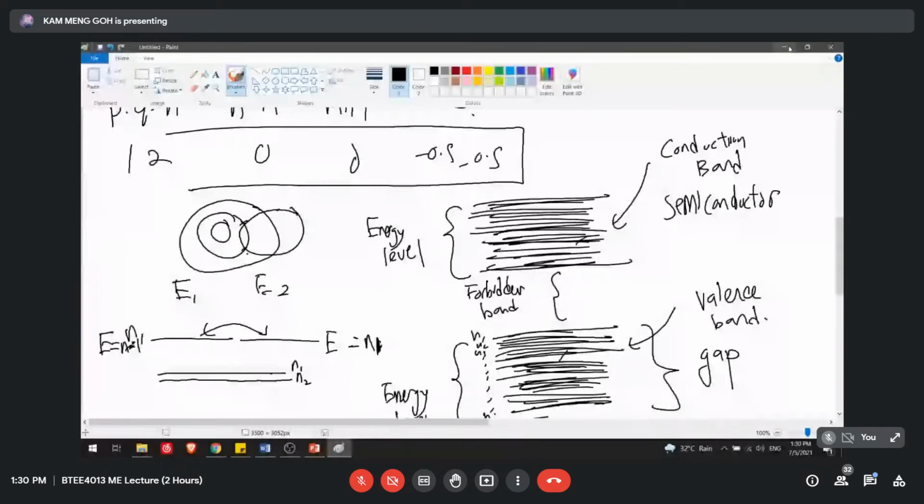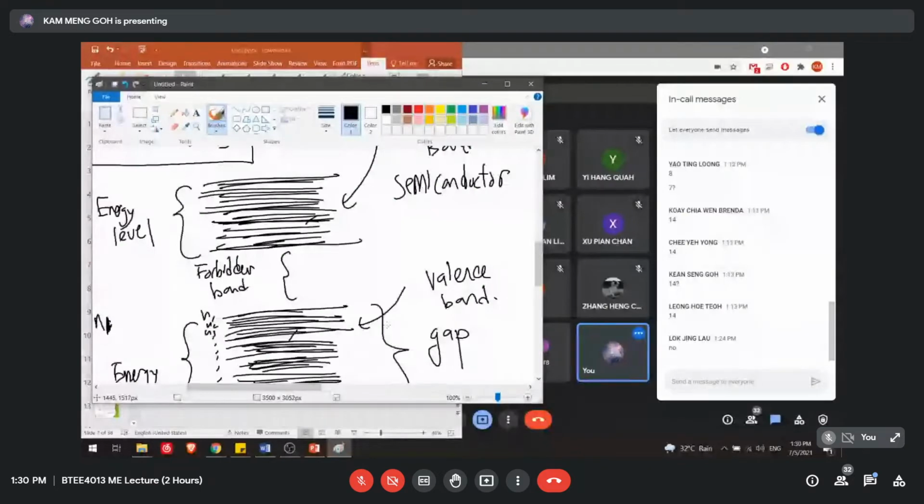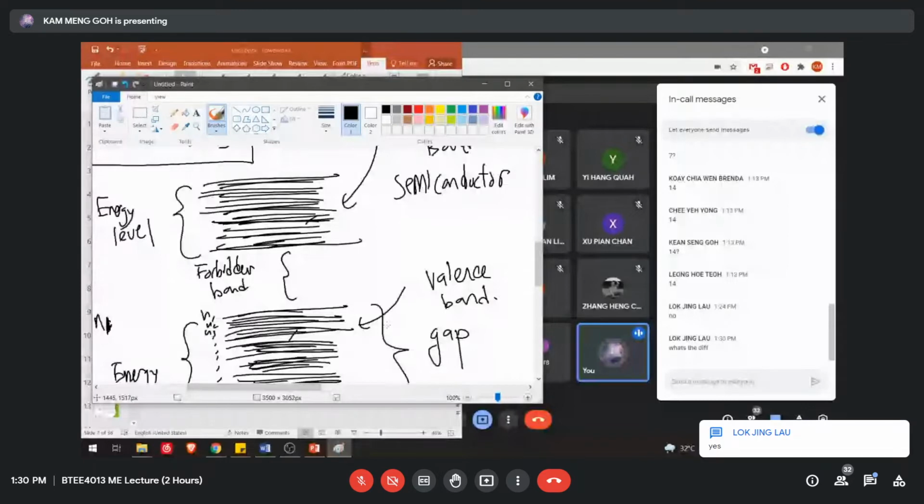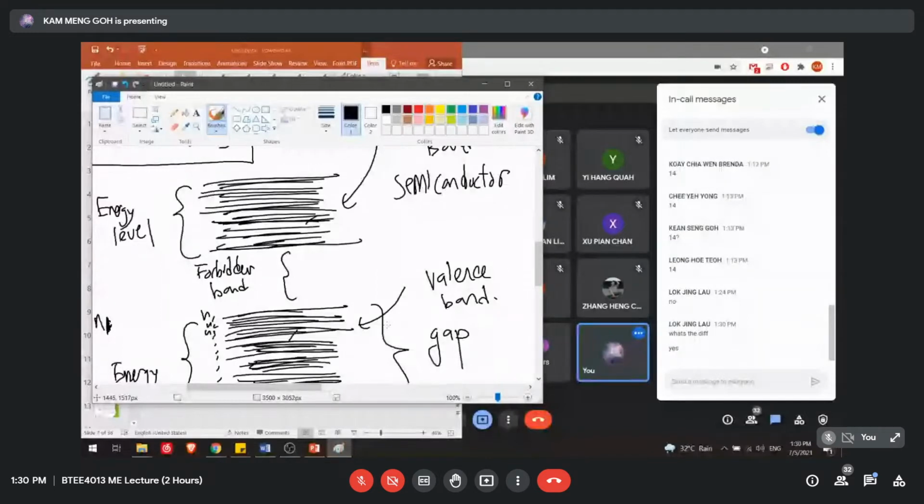In this part, any question? If no, type a no in the chat box. What is the difference between conduction band and the valence band? Is there a question? Okay, later I will explain this before I go into the next slide. Any question first for this part? If no, then type a no, so that I can know your response.